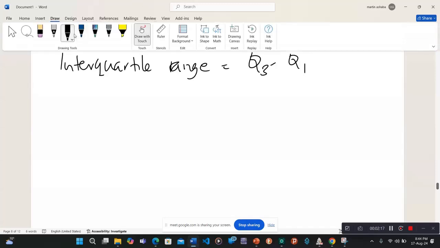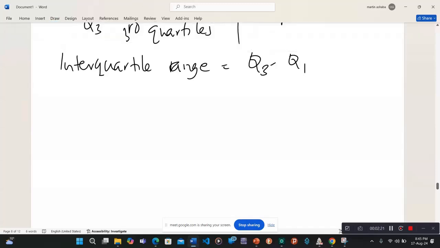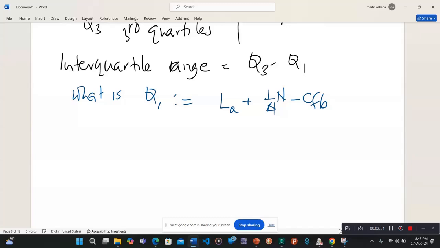That means if I go to our calculations, we need to know what Q1 is. So Q1 is equal to, we can call it L1, the lower class boundary of the first quartile class, plus 1 out of 4 n, then minus the cumulative frequency before the quartile class, divided by the frequency of the quartile class, times the class interval or class width of the quartile class.